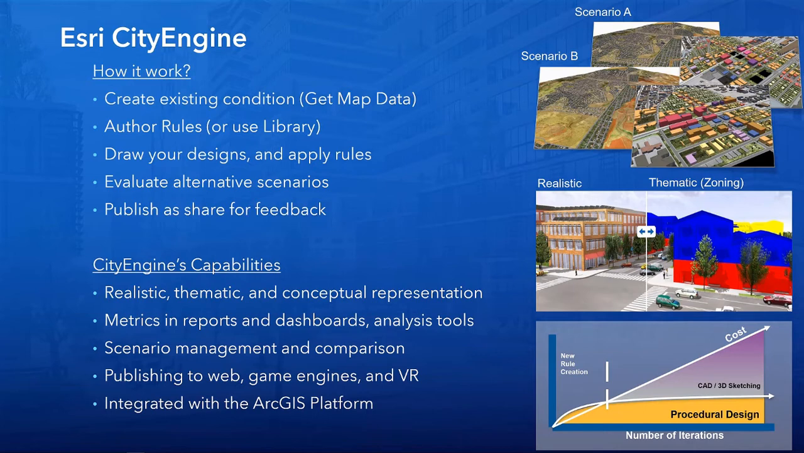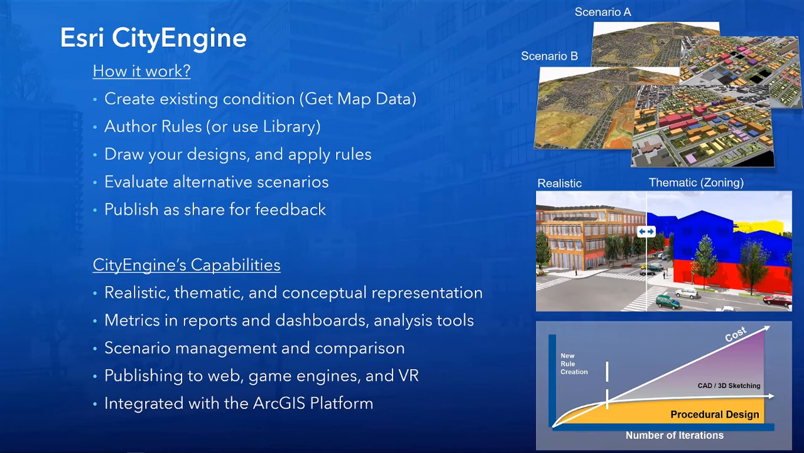You write rules that represent different architectural styles, different zoning regulations, different street types, different types of open space. If you don't want to learn CGA, there's actually an Esri library that ships with CityEngine and a variety of examples that have existing rules that you can use just out of the box to create 3D representations. Once you've created your example of existing condition, you draw your designs against it and you use rules to enhance those designs and guide those designs. CityEngine supports multiple scenarios, so you can evaluate these scenarios side by side to decide which one is best. And then you can publish those and share them to get feedback.